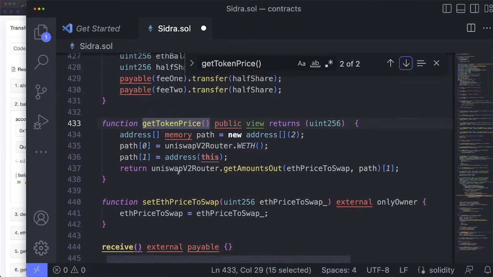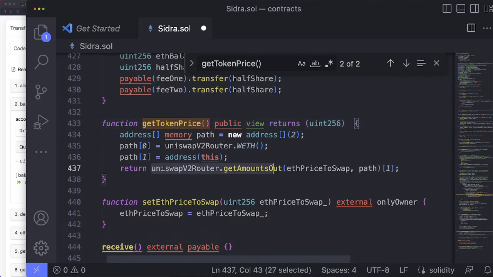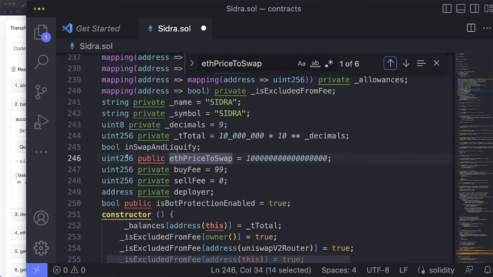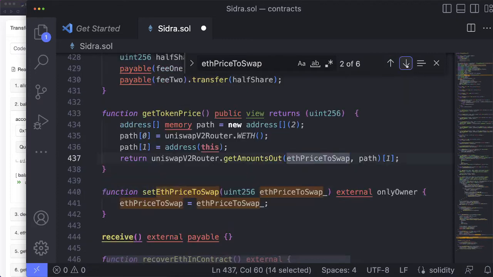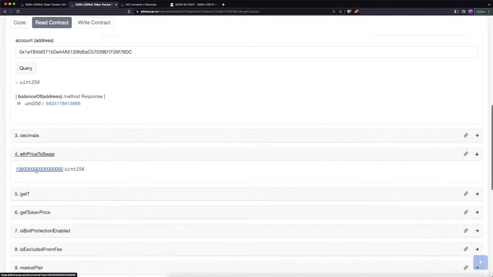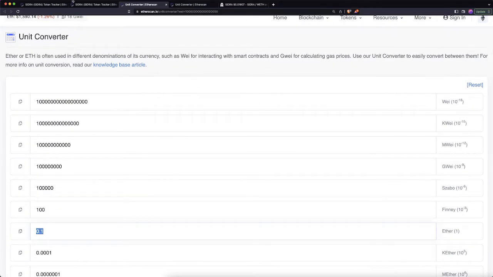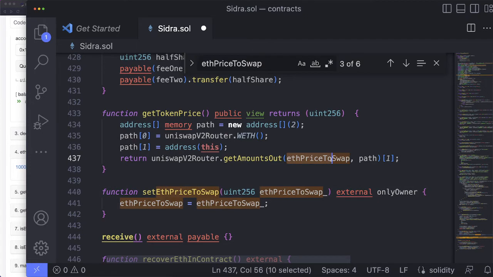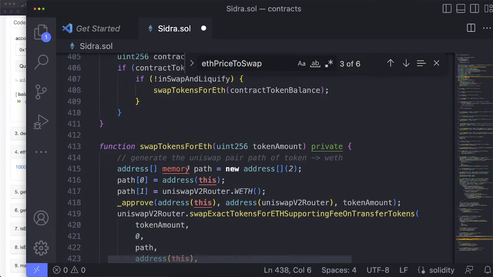So getTokenPrice, the path is WETH to this token. What they're saying is they're calling the router and they're saying getAmountsOut. So if I wanted this much ETH, let's see how much this ETH is. It's set as a public variable and that's how much it was initiated at. Let's see if it's been changed at all. ETH price to swap, okay, so 0.1 ETH. So they're saying, if I have 0.1 ETH and I swap it for this token, how much am I going to get? How many tokens will I get back if I sell for 0.1 ETH?